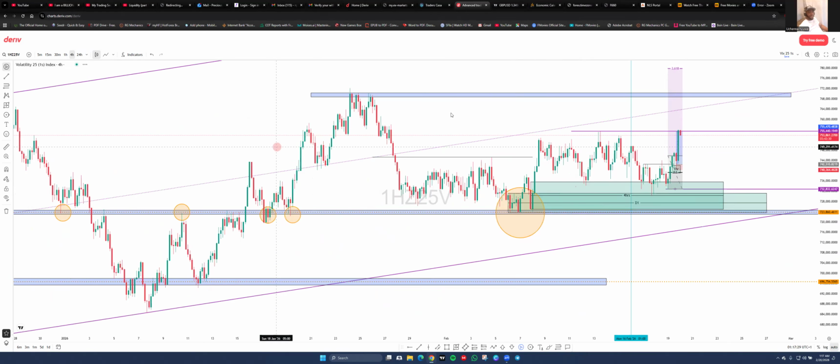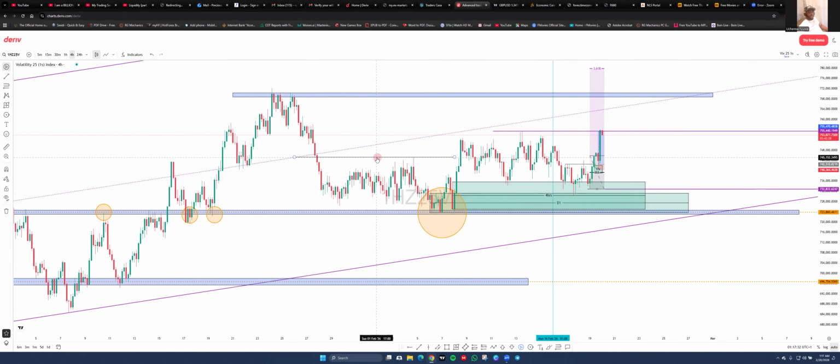Now on the 4 hours, we see the break of structure here, or the change of character on this move. This big red candle happened to be the last order block that caused the break of structure. So that was what I was waiting for.